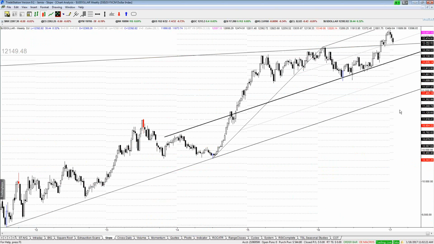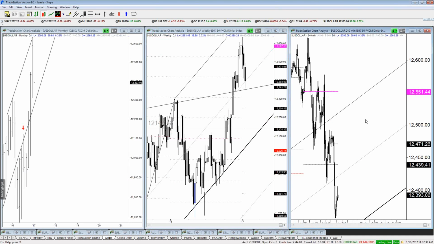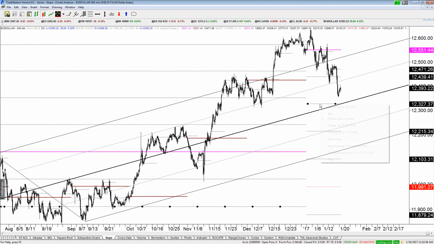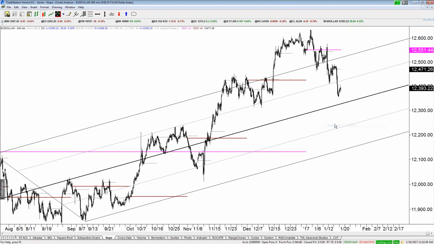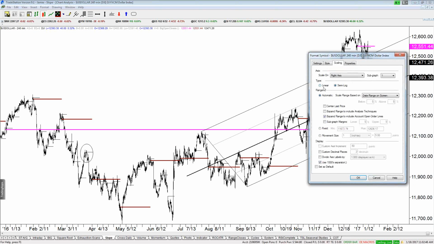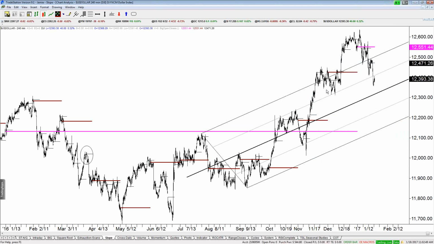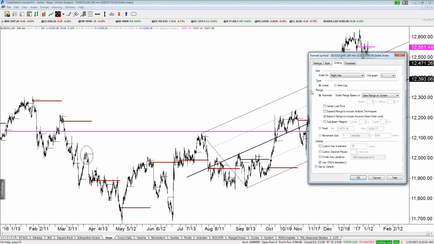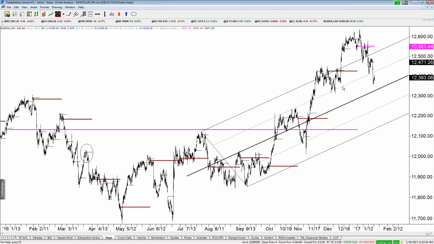Okay, so this is the weekly US dollar chart. Again, if we were to get down below this level, then it's really a break. Until then, it's really difficult to get too bearish, in my opinion. So here's the 4-hour chart. It doesn't really matter if it's on log or not, because it's a 4-hour chart.